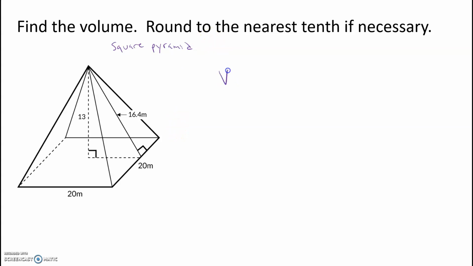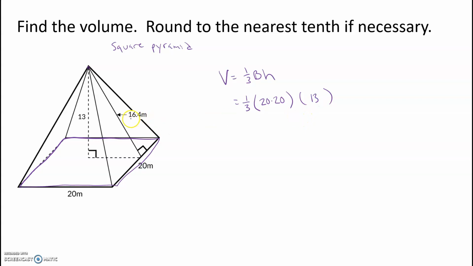All right, we still have the same formula. Volume equals 1/3 area of the base times the height. So 1/3 area of the base. My base is a square. To find the area of that square, we do length times width or base times height, whatever you want to call it, 20 times 20. We'll find the area of that base, the area of that square. Height is the height of my pyramid. Again, should start at the vertex and drop straight down. Again, notice that perpendicular, that right angle. So my height is 13.